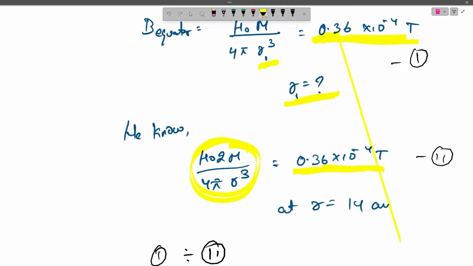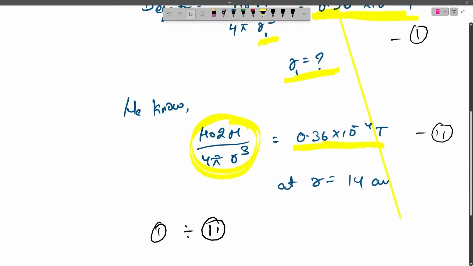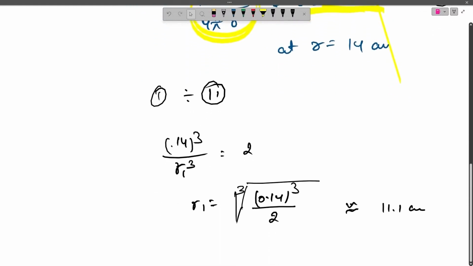So when we divide these both equations, we will get 0.14 meter or 14 centimeter by r1 cube, that is, this is the unknown, would be equal to 2. So from this equation we can find out r1, which will be equal to 11.1 centimeter. That is, the new null point will be at the equatorial position at 11.1 centimeter away from the center of the magnet. Thank you.